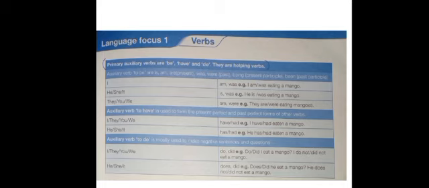For example, I have eaten a mango. So in this sentence, have is primary auxiliary verb and it has been used to make a perfect sentence. Similarly, had is also a primary auxiliary verb and it has been used to make past perfect sentence, right?